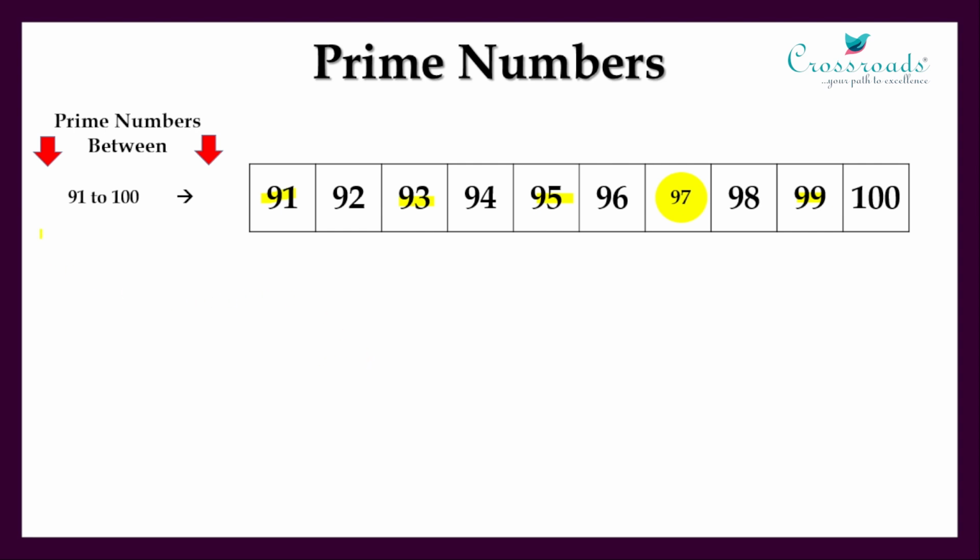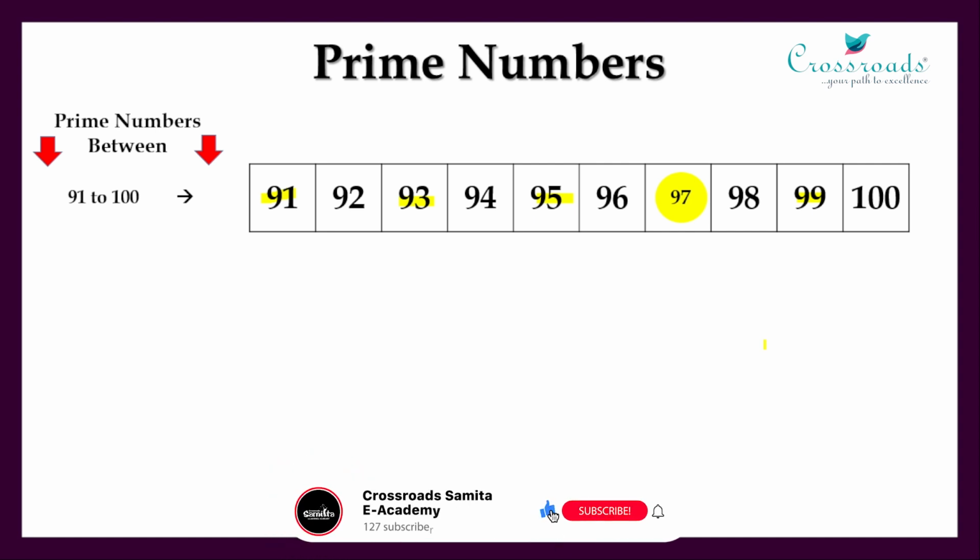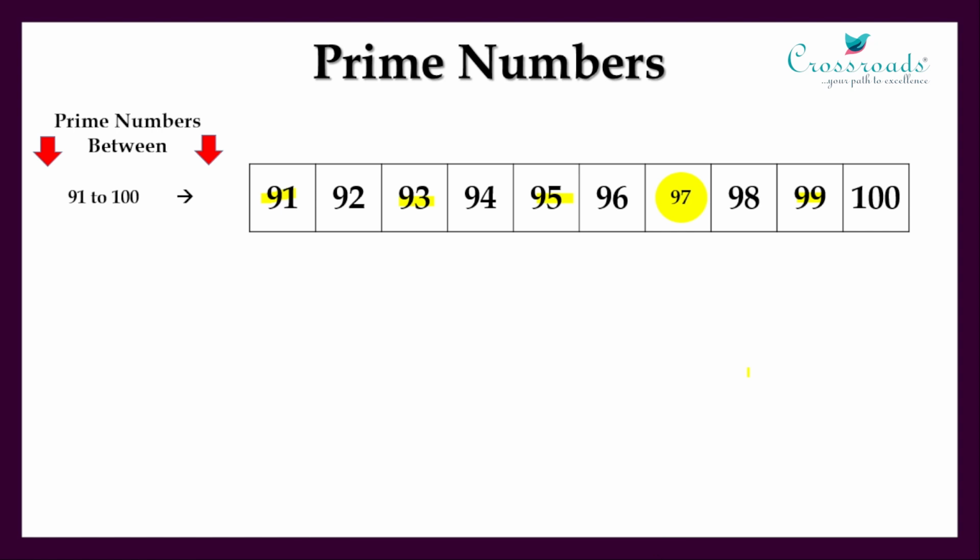93 and 99, both of them are multiples of 3, right? So 3 into 31 is 93, right? And for 99, it is 3 into 33 or you say 9 into 11. Anything you take, it's again a composite number. It has more factors. 99 has more factors. 95 is a multiple of 5. 5 into 19 is 95. Hence, it's a composite number.